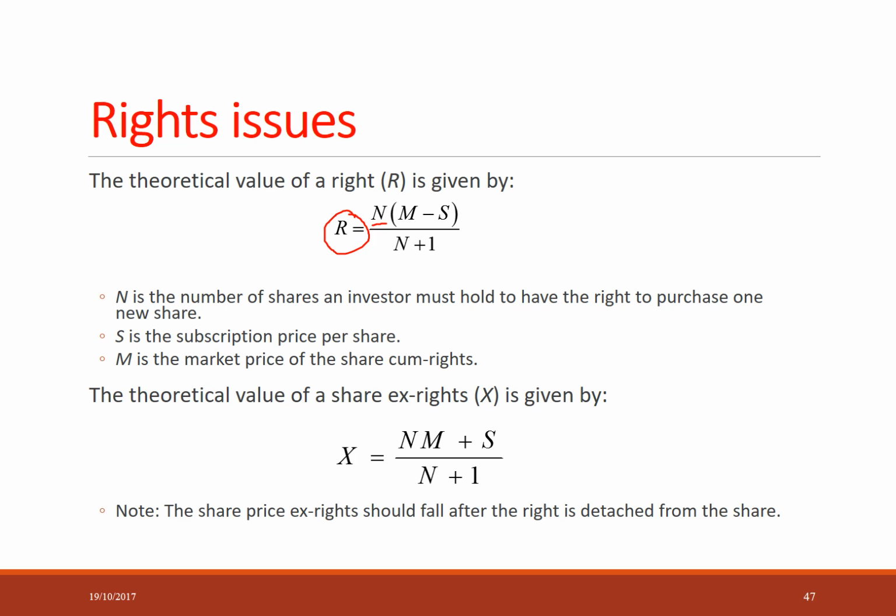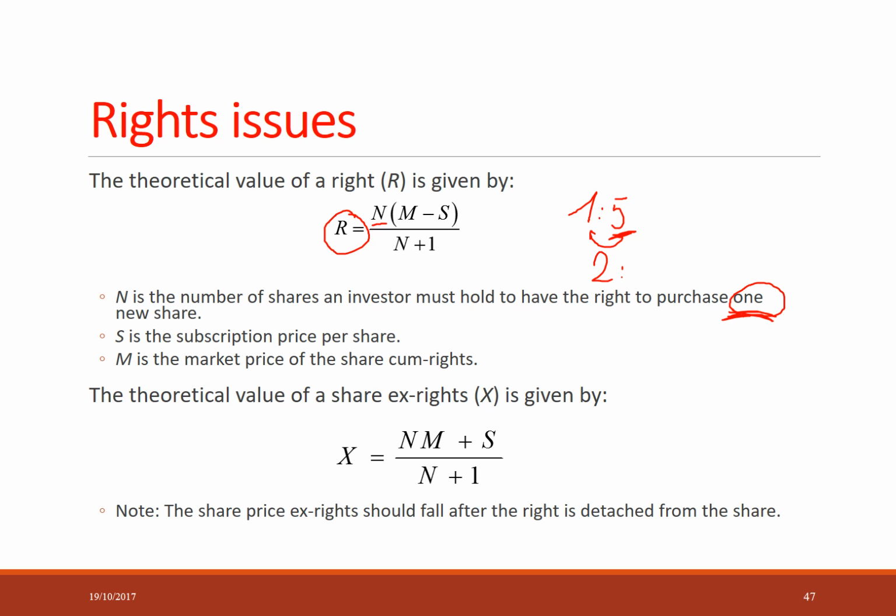N is the number of shares an investor must hold to have the right to purchase one new share. It's important here that N is expressed as the number of shares that the investor has to hold in the existing portfolio to have the right to purchase one more share. So if we have a 1 to 5 rights issue, then N is 5. The investor has to hold 5 shares in order to buy 1 share under the rights.